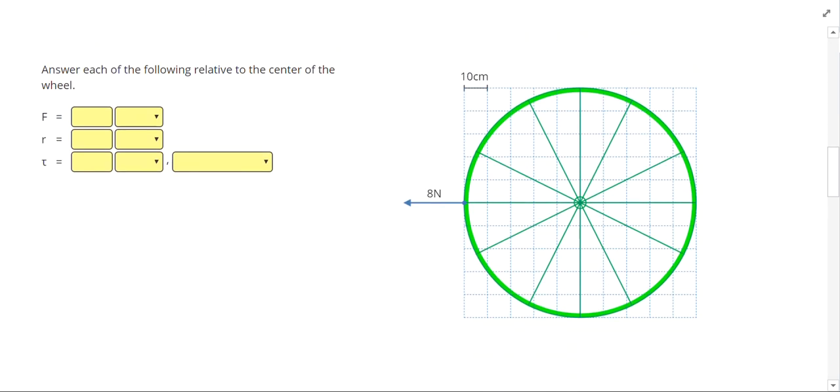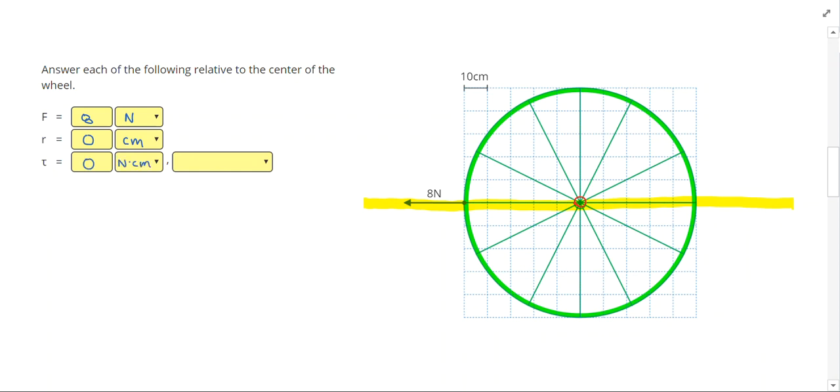Alright, another similar example. In this case we have an 8 Newton force that is applied to the left. Before I get my radius, I want to draw my line of action. My line of action again goes through the force. I'm trying to figure out, what is the distance from the center to the line of action? Well, in this case, the line of action goes right through the center. So that means our radius is going to be 0 centimeters, and our torque is going to be 0 Newton centimeters.